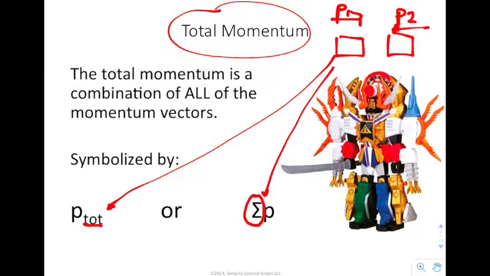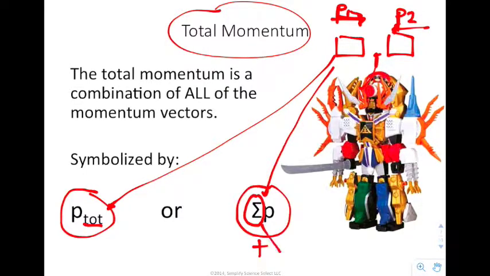A sigma P means the combination of. Generally it means the summation of, but summation always makes people think add. You don't always add like we showed in this example. Whenever you have two things that are going in opposite directions, you wouldn't add them, but you would subtract them. So if you get confused, you might want to stick with P total. I like to use the summation one because you tend to see this term later in math.